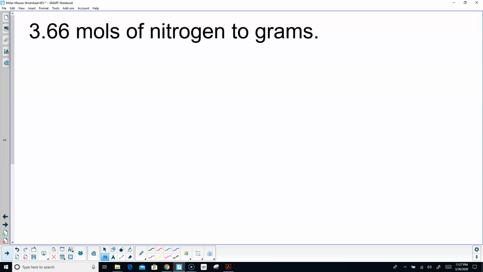Okay, the next one, 3.66 moles of nitrogen. There is a little twist to this one. So let's start with what we know. 3.66 moles of nitrogen. You guys have to remember nitrogen is Brinkelhoff, right? Okay, so it's diatomic.